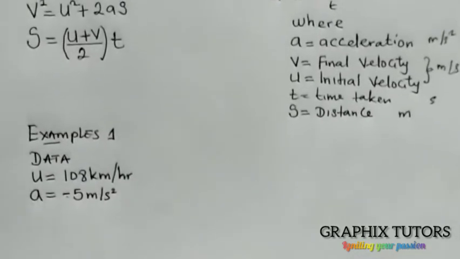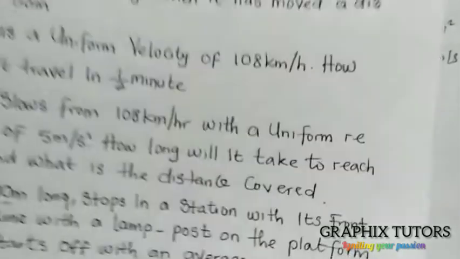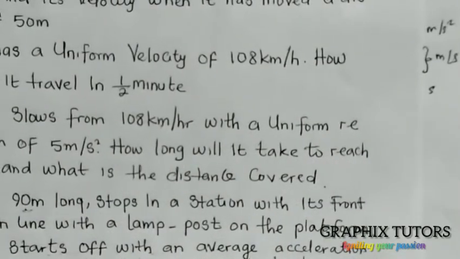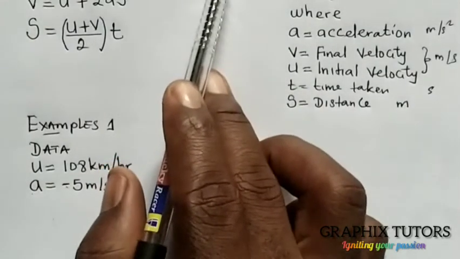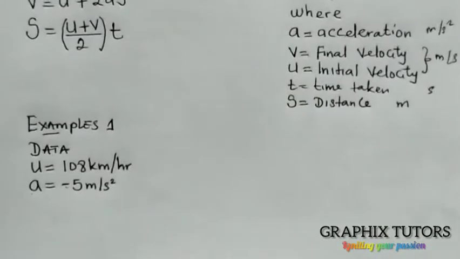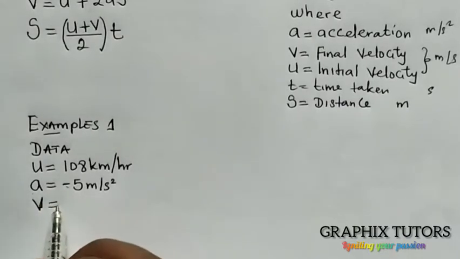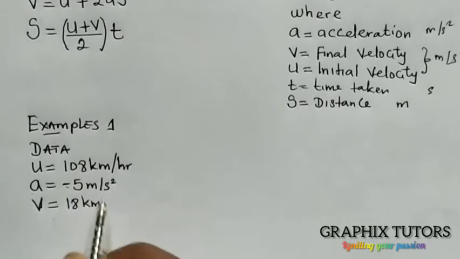Now we move forward. How long will it take to reach 18 km per hour? Now how long? You start from here, initial 108 km. That is 108 from the beginning. How long will it take to reach the final? So that how long means t, and that is final velocity. And that is giving us 18 km per what? Per hour. Right?